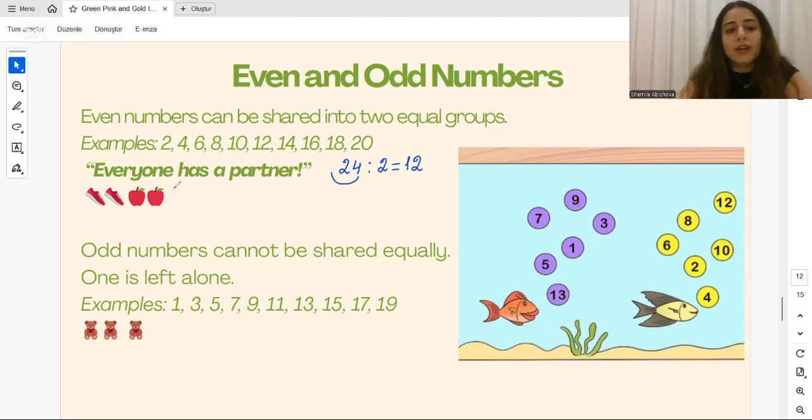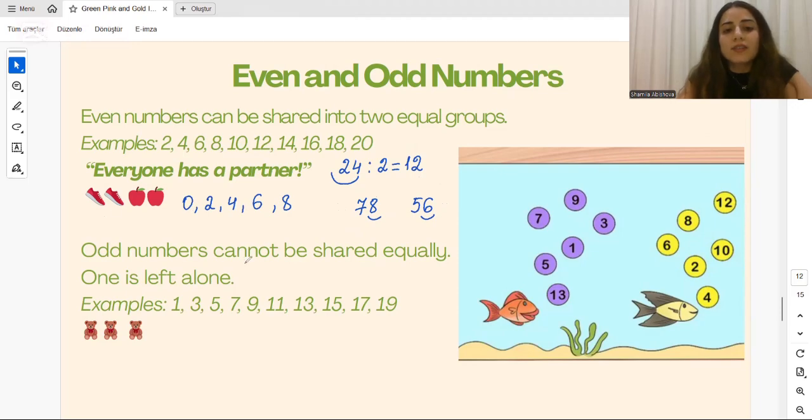And also, don't forget this rule. If a number ends with 0, 2, 4, 6, or 8, that number is an even number. For example, 78. 78 ends with 8, yes? That's why 78 is an even number. And also, for example, 56 ends with 6, and that's why we can say 56 is an even number.